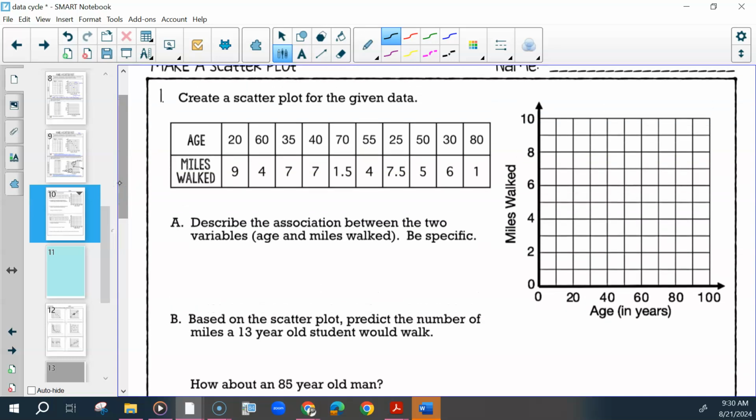So I'm going to go ahead and start plotting those points. You also go ahead and start plotting those points. So we have age in years, counting by 20, 10 in between. Miles walked is counting by 2, so 1 in between. So at age 20, 9, 64, 35 would be somewhere like right here in between. So 30 is here, 35 would be in the middle.